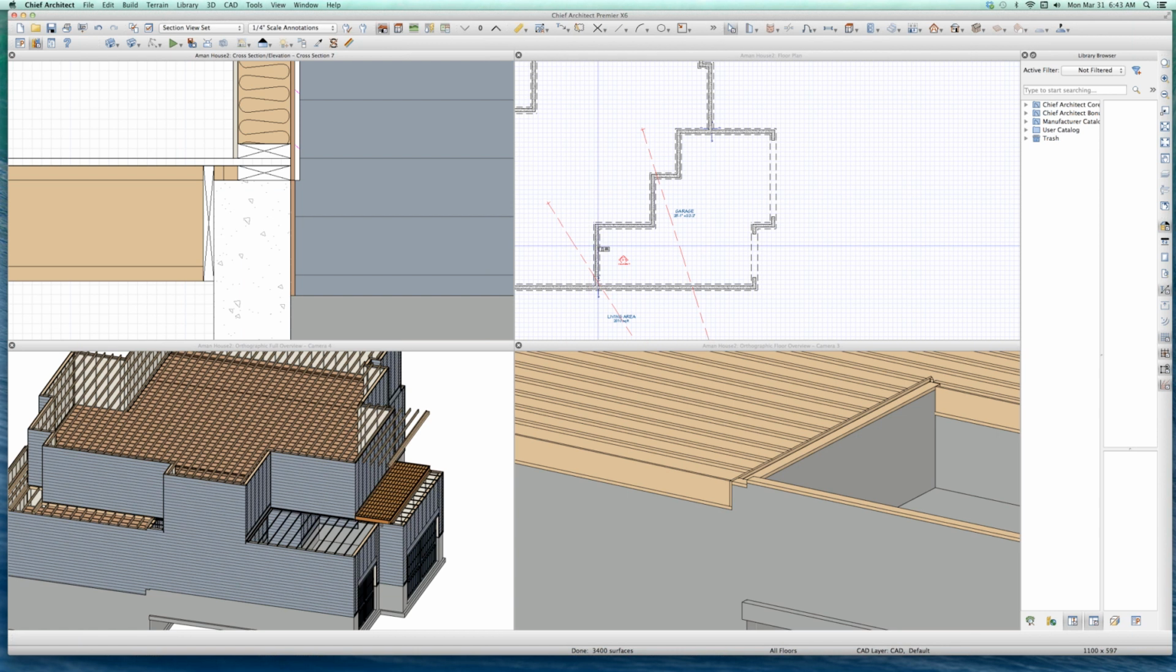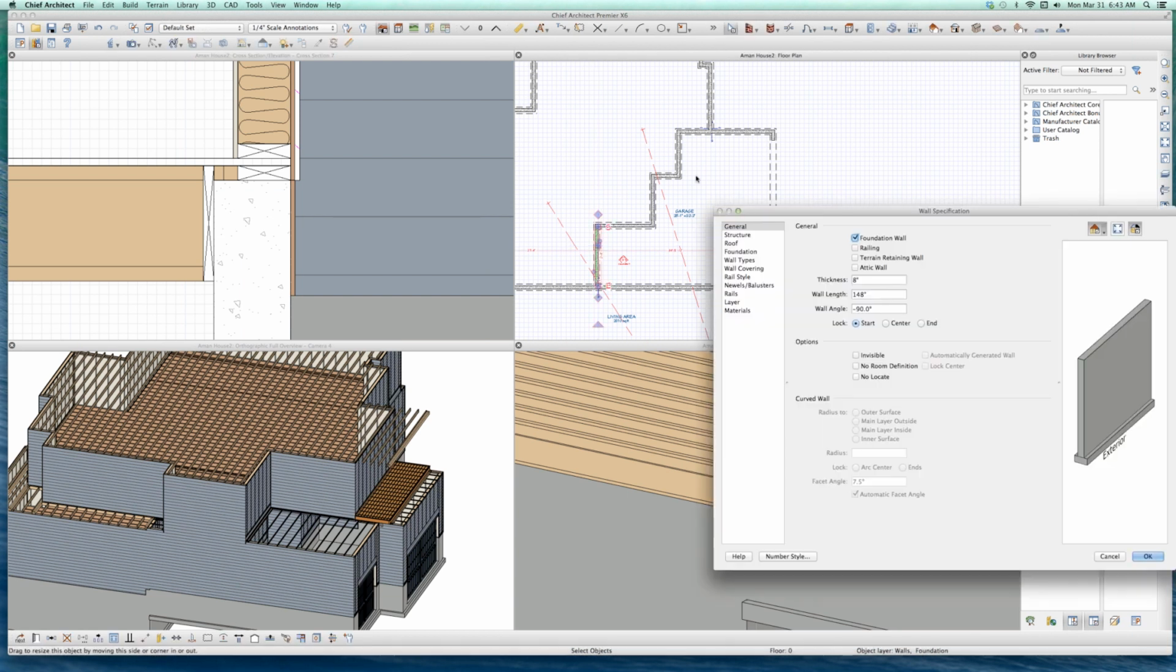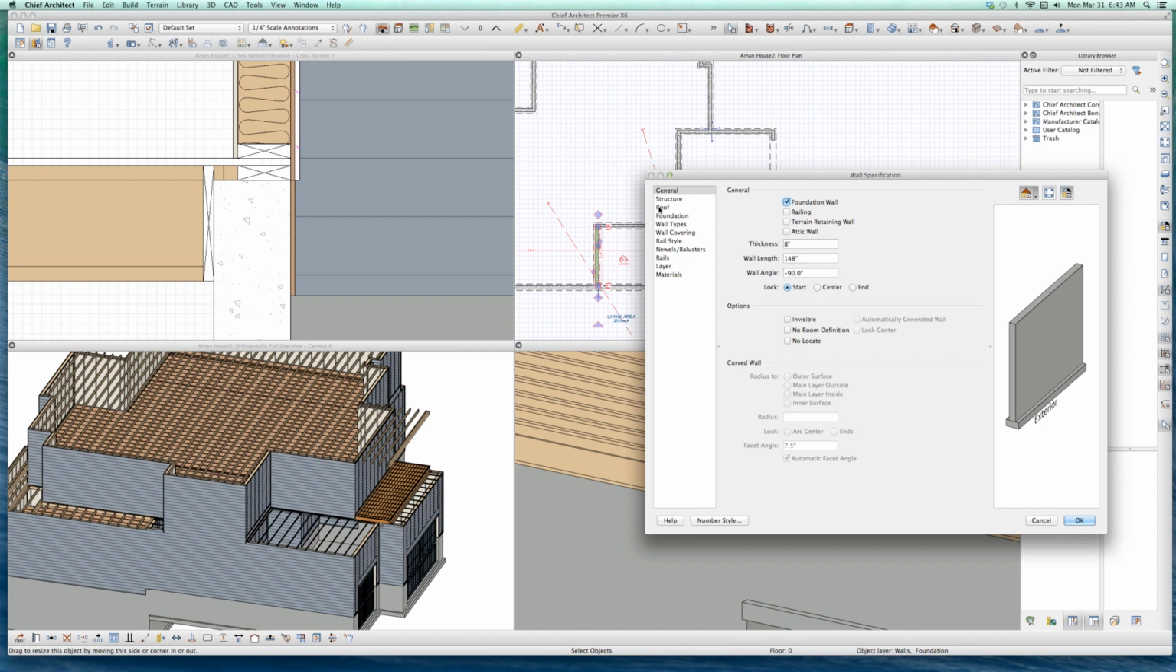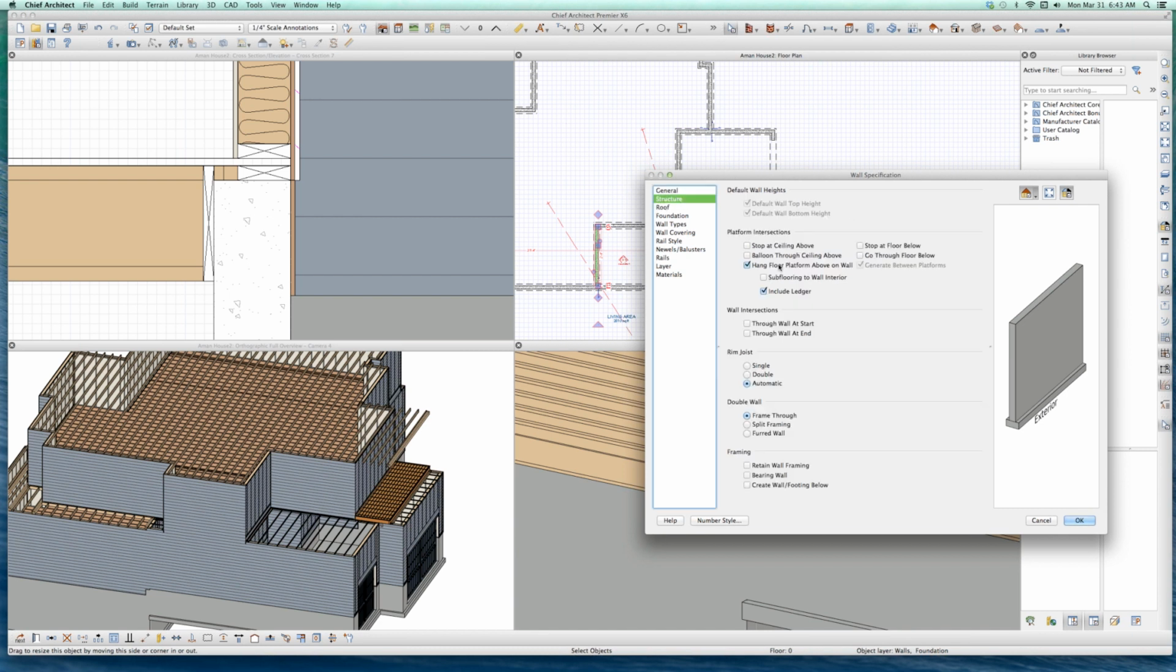And what did I do? Let's take a look at that wall again. I don't do this a lot. So this is a new function in F6, which is kind of nice. I'm hanging the floor platform above the wall, and I'm including a ledger. You can see the ledger right there. And the subflooring is not going to the wall interior. It's going to the wall exterior.